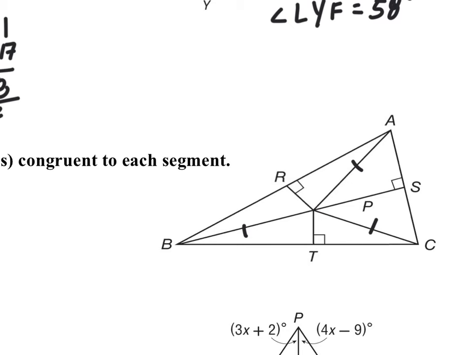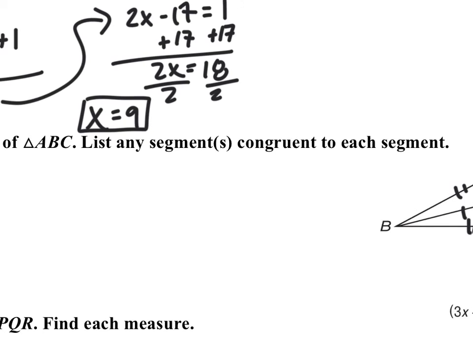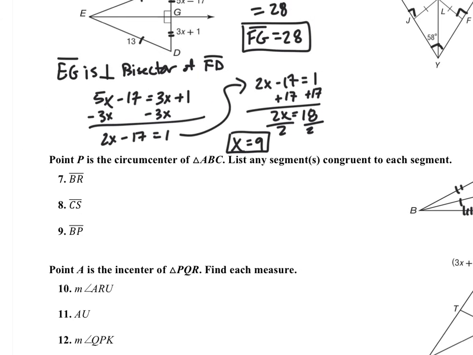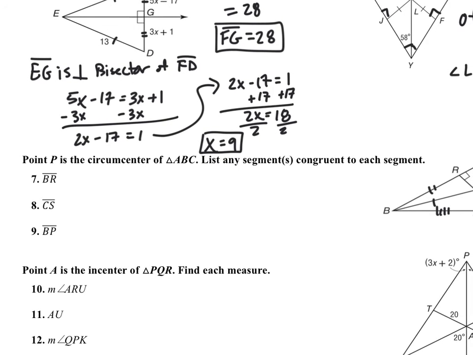And I also know that these two segments are congruent. I know that these two segments are congruent. And these two segments are congruent. So we have to be able to label our triangle. Now let's take a look and see what they're asking. It says list any segments congruent to each of these segments.